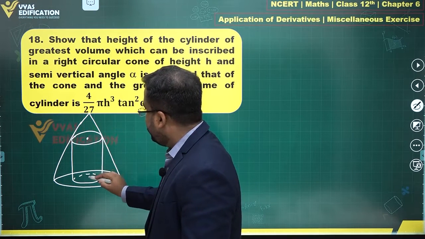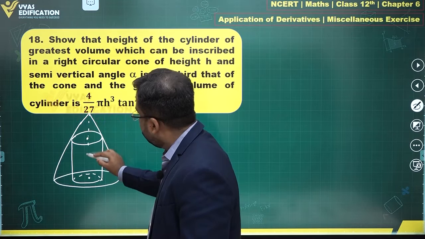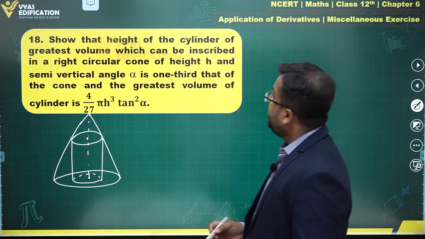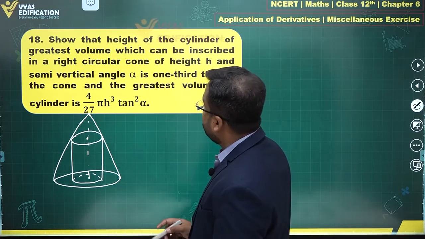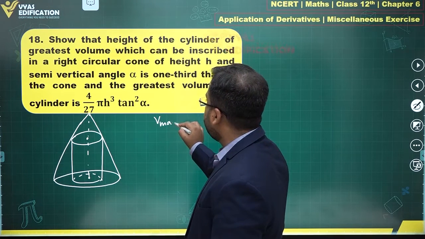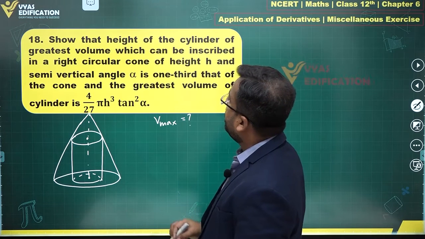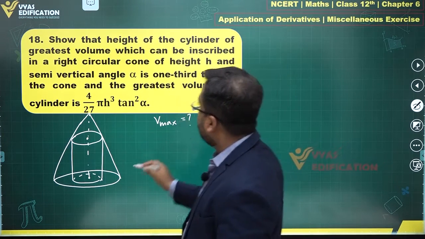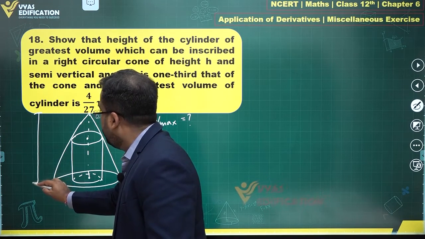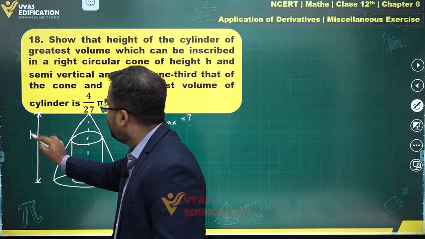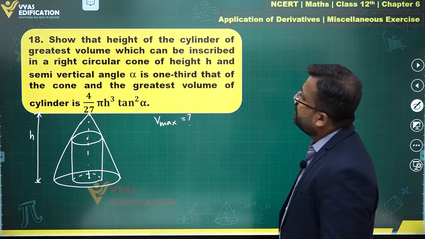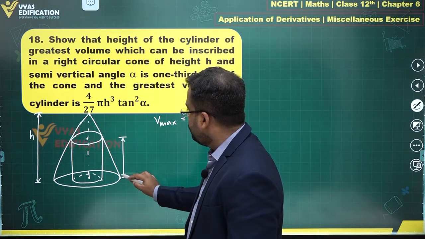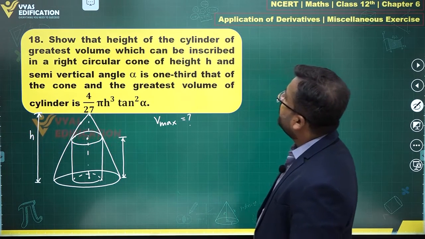Let's say for the cylinder you know certain things, and similarly for the cone you know certain things. Let's observe what we have. The volume of the cylinder has to be maximized. The height of the right circular cone is given to be small h. Height of the cylinder is an important thing, and we are supposed to show that it is equal to something.